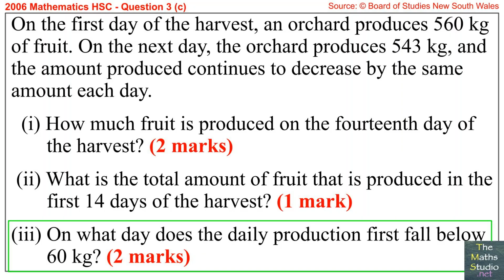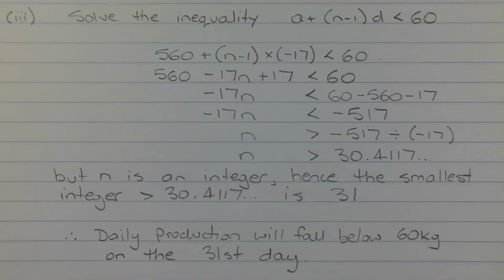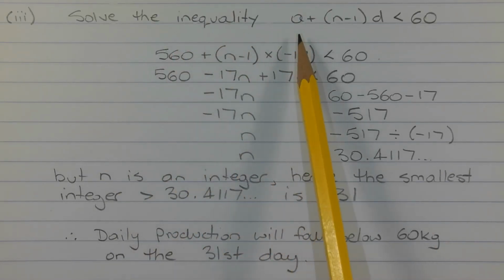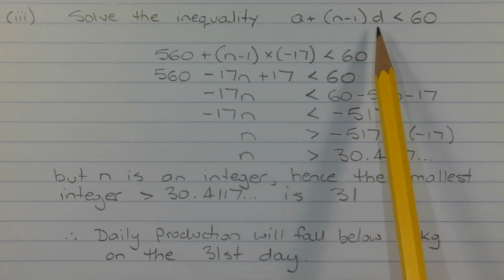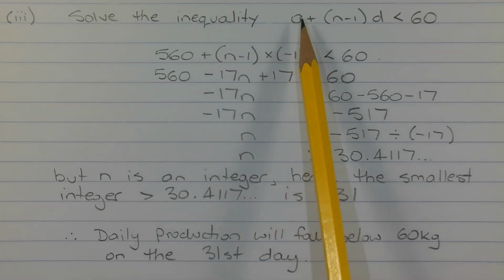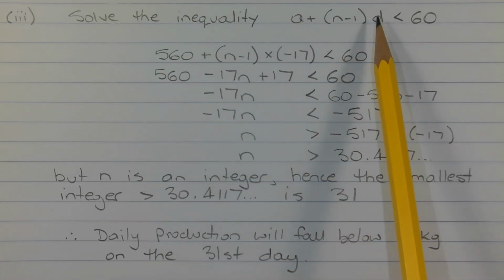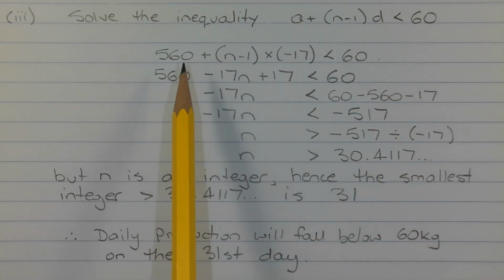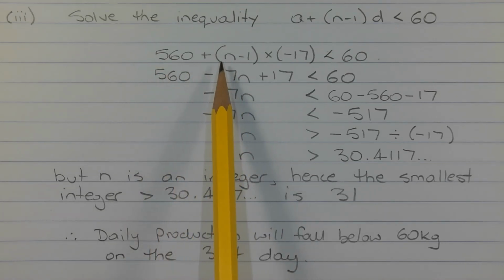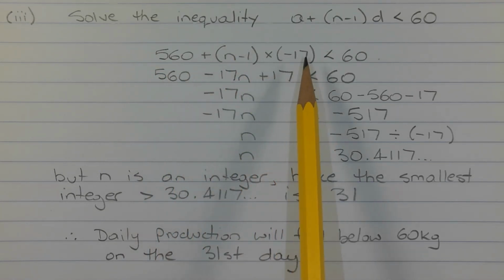Part 3. On what day does the daily production first fall below 60 kilograms? We can solve the inequality A plus n minus 1 in brackets times D less than 60, where A is 560 and D is negative 17. So 560 plus n minus 1 in brackets times negative 17 is less than 60.